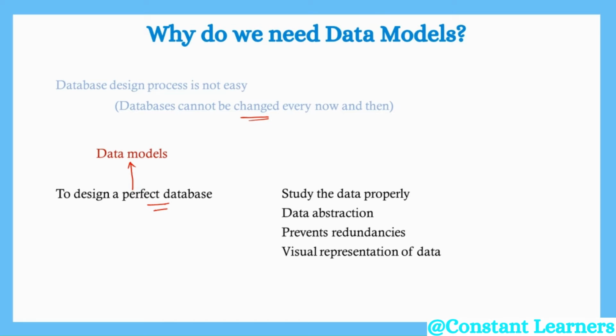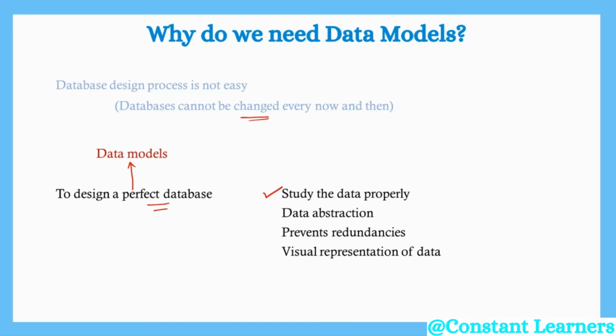Let's discuss what these aspects are that we need to consider before designing a database. So first things first, we need to study the data properly. When we are designing a database for a particular business or for a project, we need to identify the business, we need to identify the project, and we need to study their data in detail. And data models help us to identify and understand the data about different business processes.